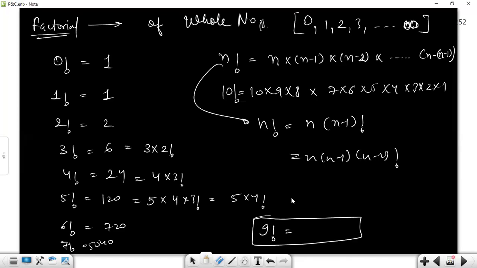Clear, everyone? Yes, sir. 3,62,880. It is divisible by everything. You can challenge your friends. Okay, so that's about factorials.